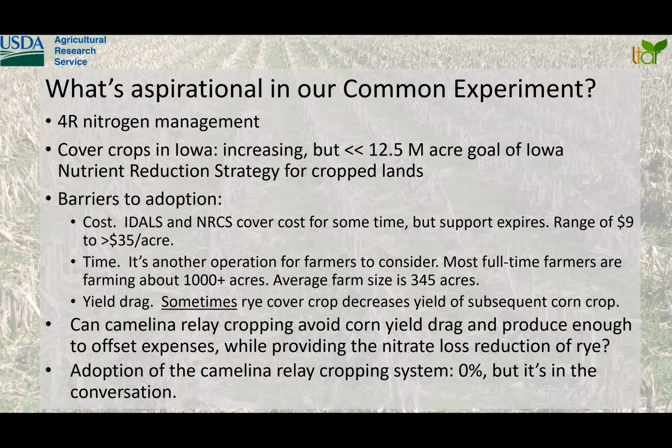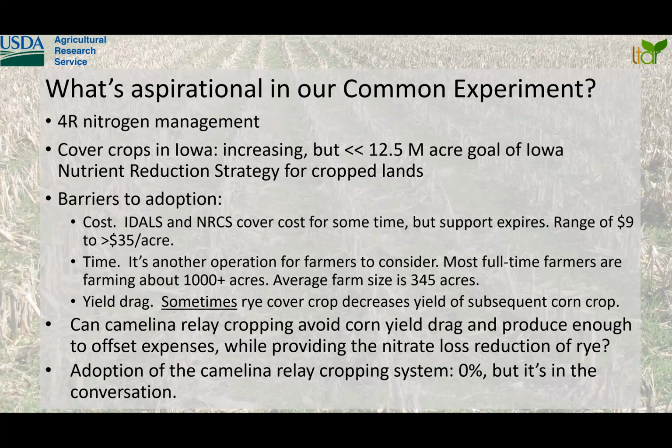So can Camelina solve that problem? Is there yield drag from that? Can we produce enough of the oilseed to offset the cost of actually producing the crop? And can it act as a true cover crop and capture some of the nitrogen the same as the cereal rye would do? We didn't know that. So that's one of the reasons to set this up.